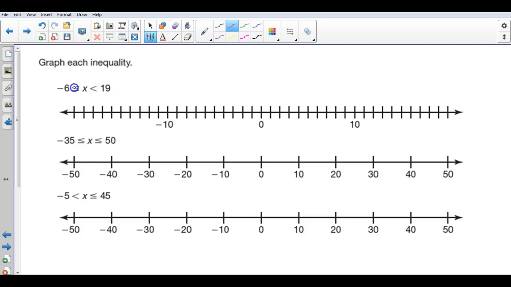So let's look at where -6 would be on my number line. 1, 2, 3, 4, 5. -6 is right here. So I'm going to indicate that this is -6. I'm going to color in a dot. And then I'm going to go all the way over to where 19 is.